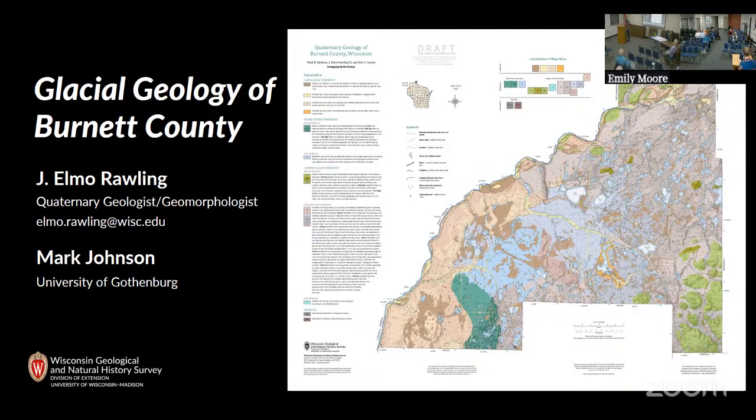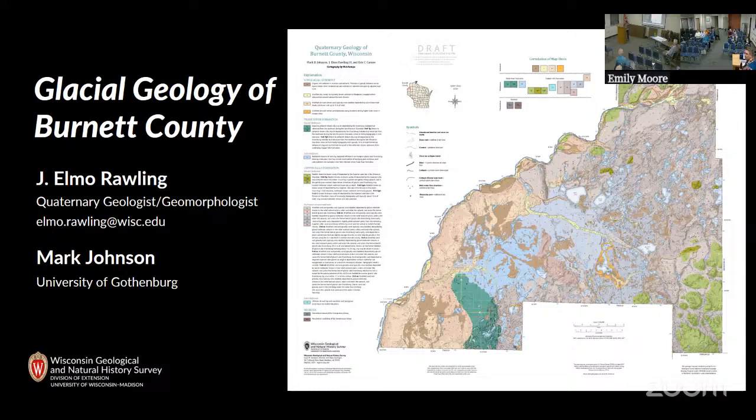Hi, I'm Elmo, and I'm going to talk about the glacial geology of Burnett County. That's going to set up the sediments and the type of materials that the groundwater is flowing through. Amy's going to talk about groundwater movement and groundwater susceptibility to contamination, and Kevin's going to talk about groundwater quality here. I'm with the Wisconsin Geological and Natural History Survey, and then I've got a co-author up here, Mark Johnson.